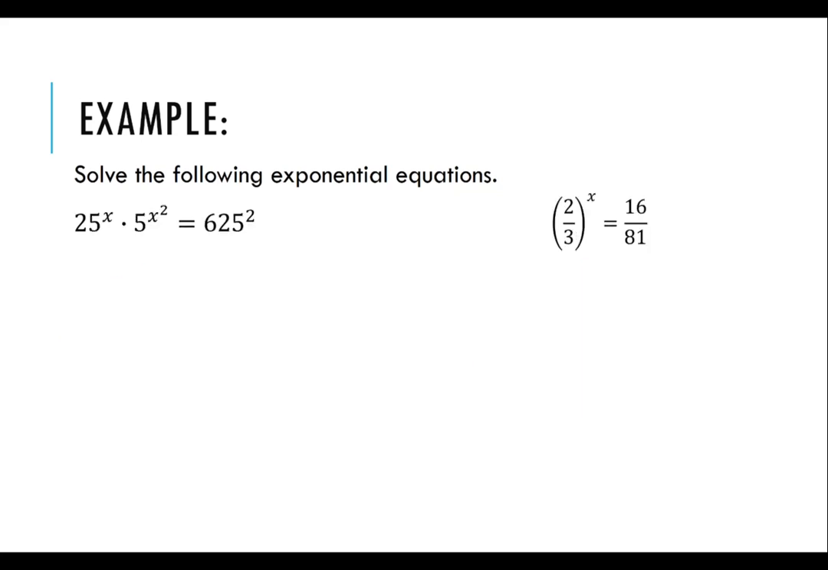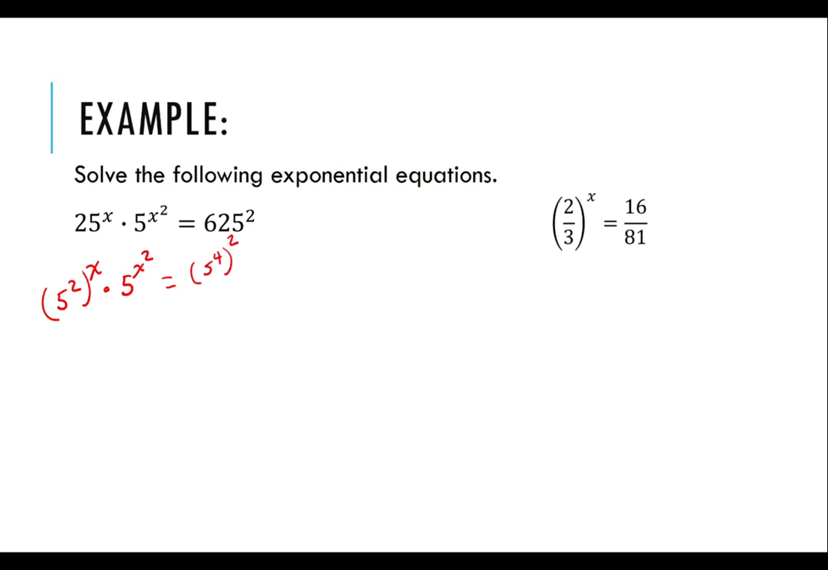Once again, we just want to try to get everything to have a matching base. And so I see that 5 and 25 both have a base of 5. That is, 25 is equal to 5 squared, so I'm going to rewrite that as 5 squared raised to the x power times 5 raised to the x squared power is equal to, well, 625, is that 5 raised to some power? Yes, 625 is 5 to the 4th.